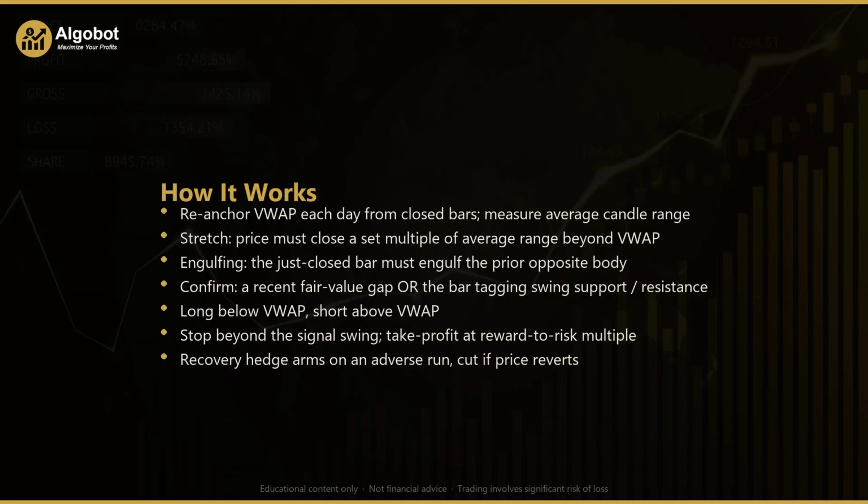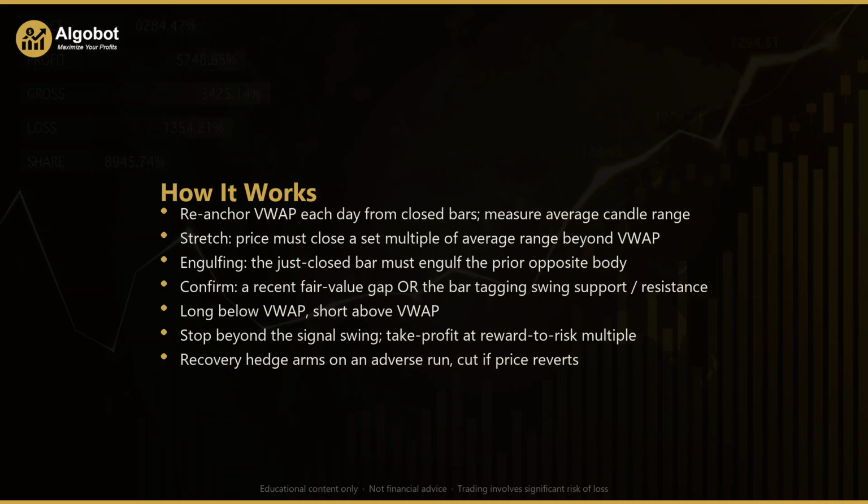The third is confirmation, and the strategy needs at least one of two things here. Either there's a recent fair value gap, which is a 3-bar imbalance where price displaced so fast it left an unfilled void, or the signal bar tags swing support, meaning its low reaches down near the lowest low of the look-back window. When stretch, the engulfing pattern, and at least one confirmation all agree, the strategy opens a buy.